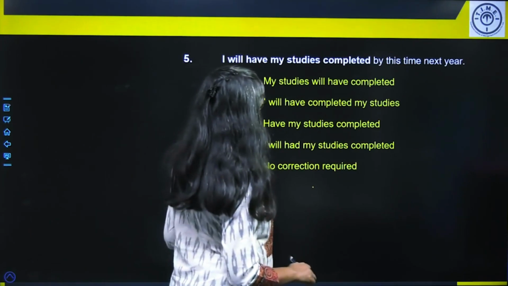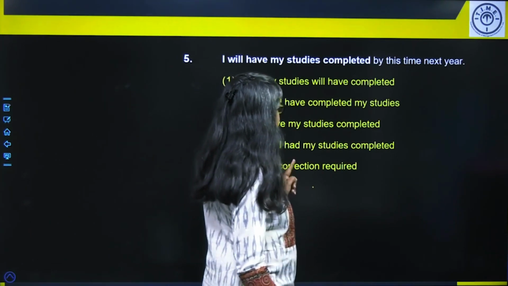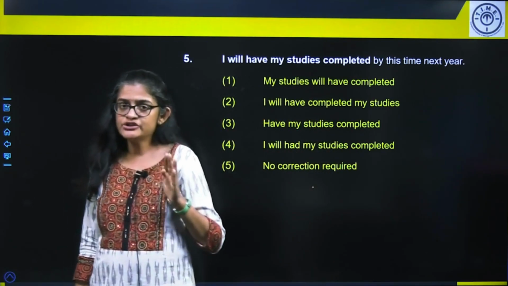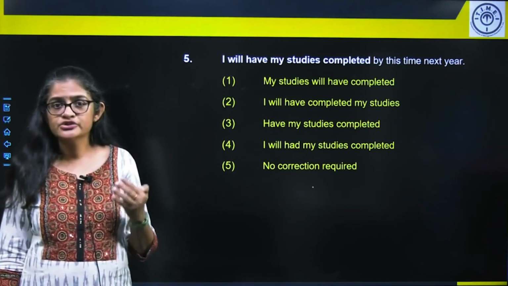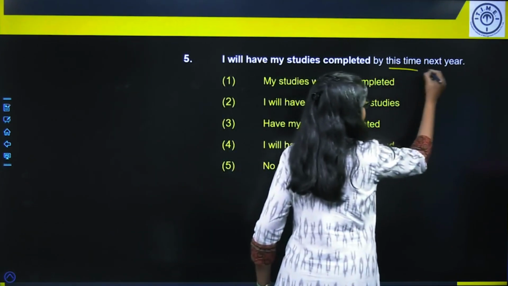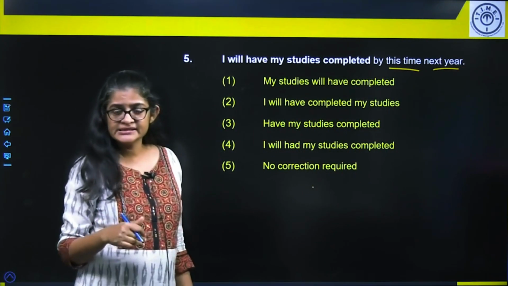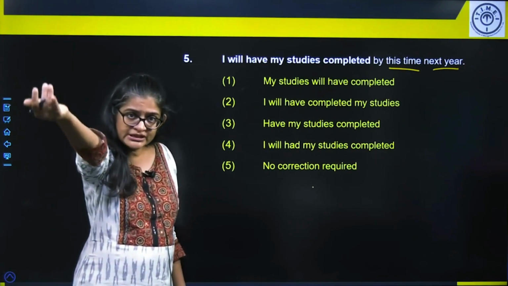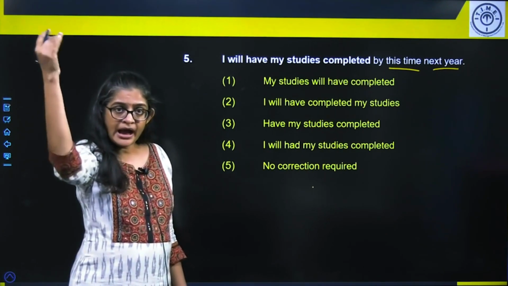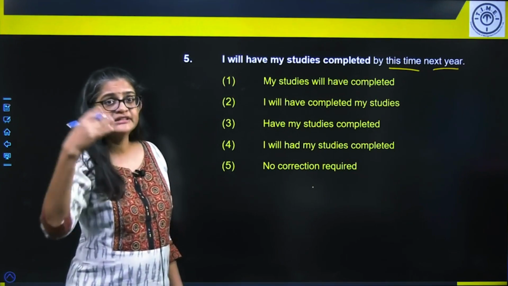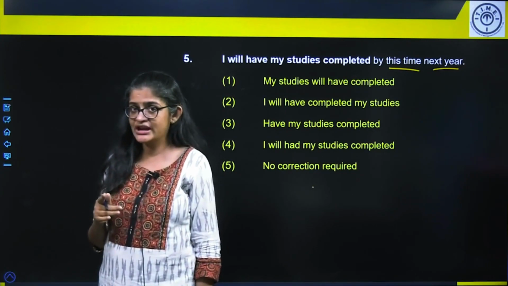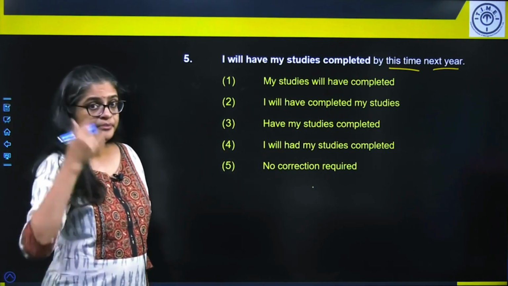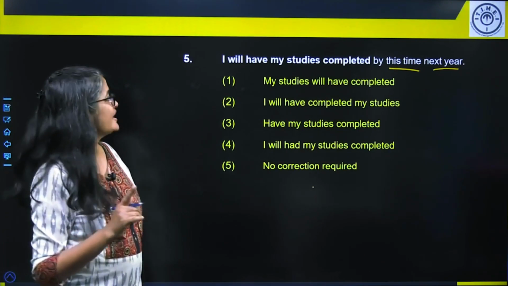Okay, I will have my studies completed by this time next year. First, try to think what is the person trying to say. By this time next year, if I am saying this in February 2025, then by February 2026, I will have completed my studies. That is what he is trying to say. Right? Future perfect.